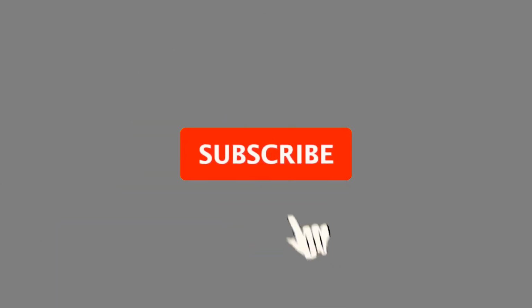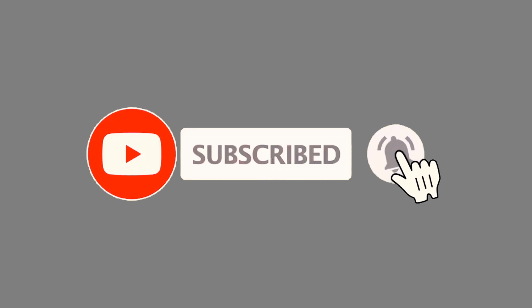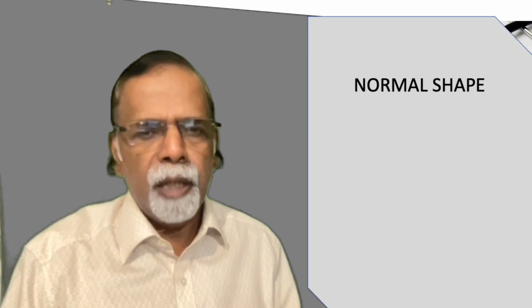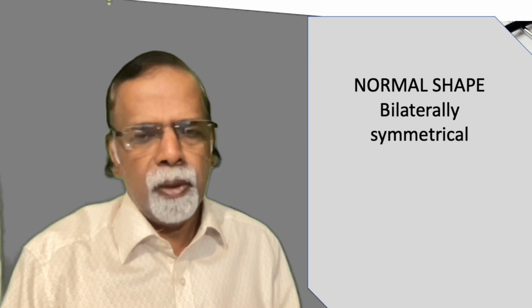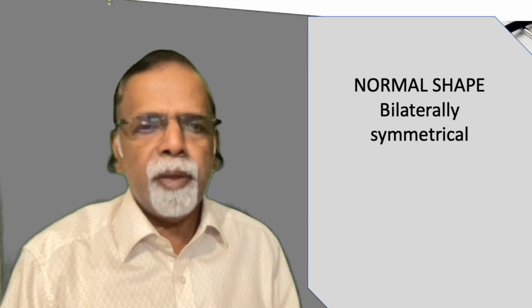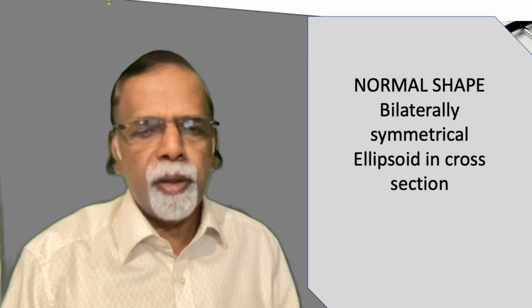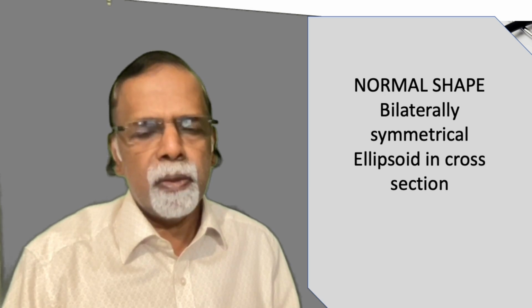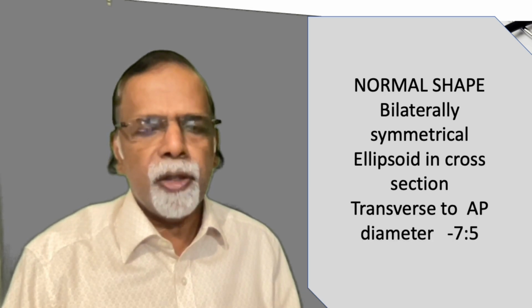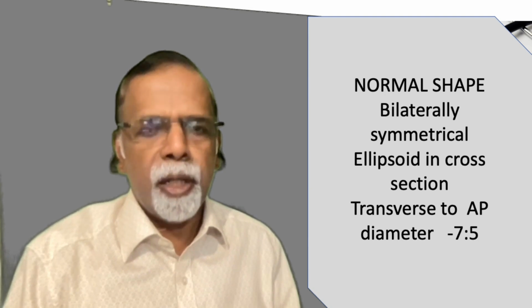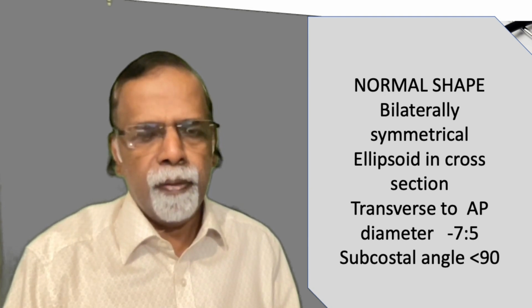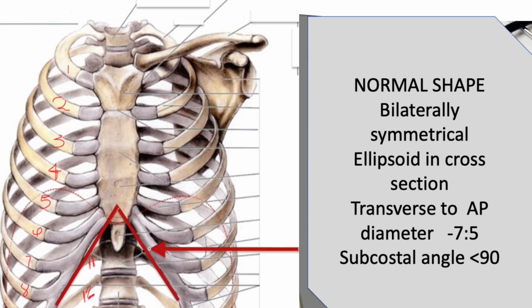Now we go into the different abnormalities in the shape of the chest. The normal shape of the chest is bilaterally symmetrical, ellipsoidal in cross section. The transverse diameter is greater than the anteroposterior diameter, at a ratio usually of 7:5, and the subcostal angle is less than 90 degrees. That is the usual or normal shape of the chest.